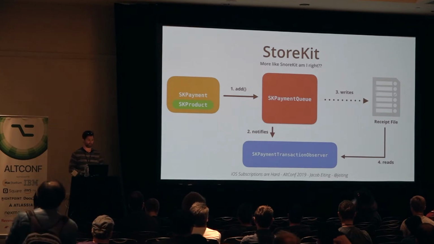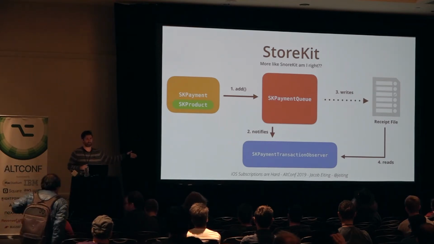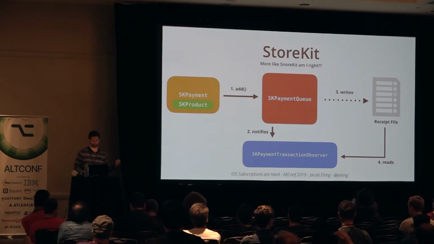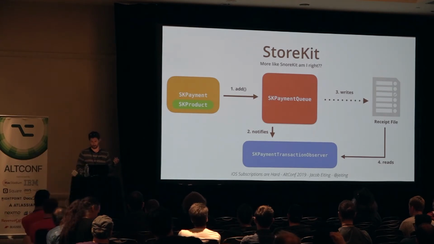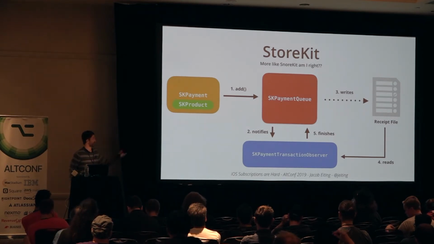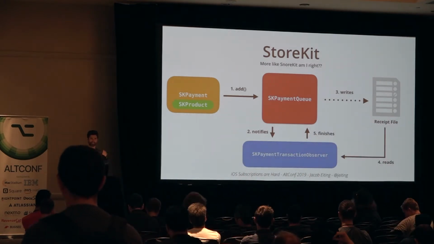After the file's been written, I kind of missed an arrow here, but you'll get notified again on the observer, like, hey, a transaction finished, check the receipt file, which is like, why don't you just tell me what's in the receipt file instead of making me go check, but whatever. And then your observer's going to read that receipt file, determine if it worked, and then go back to the payment queue and say, okay, I'm done with this transaction. You can forget about it. I've granted the entitlements. I've unlocked the content. Okay, that's StoreKit 1.0.